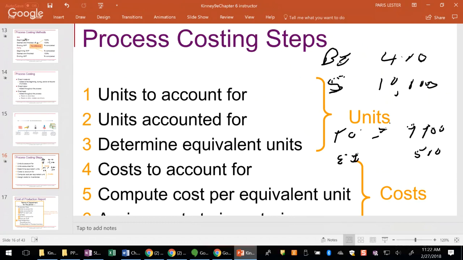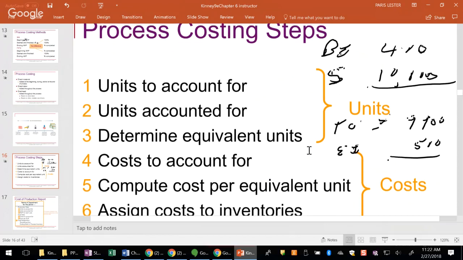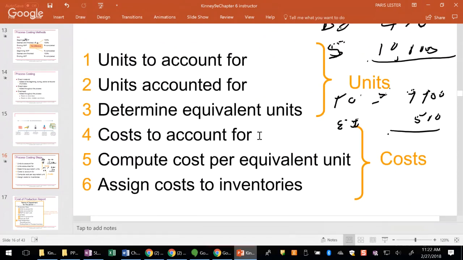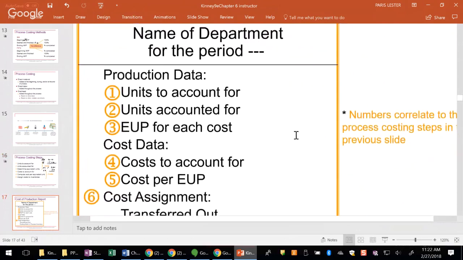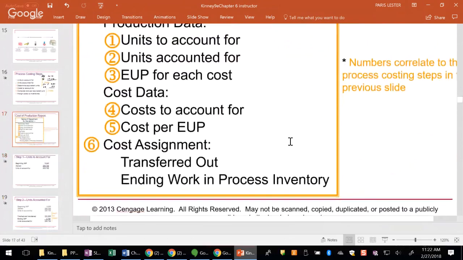All right. Now, what does beginning inventory plus started add up to be? 10,000 what? And what does transferred out and ending inventory add up to be? All right. That's what they mean by accounted for. Units to account for, 10,400. Units accounted for, 10,400. Then we get down to cost to be accounted for. All right. And then we need to do per unit.